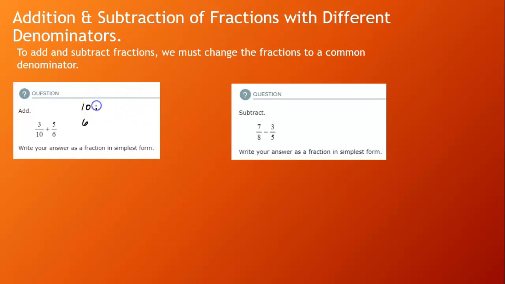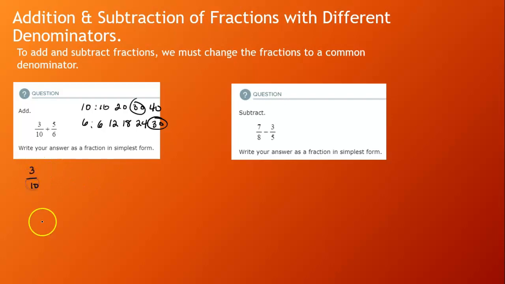So if I count by 10s, it's 10, 20, 30, 40. I might need to keep going, but we'll try that again here in just a second. 6 times 1 is 6, 6 times 2 is 12, 6 times 3 is 18, 6 times 4 is 24, 6 times 5 is 30. There it is, my common denominator. If you just multiplied 10 and 6, you would have gotten 60, and that's a much too large number to use.